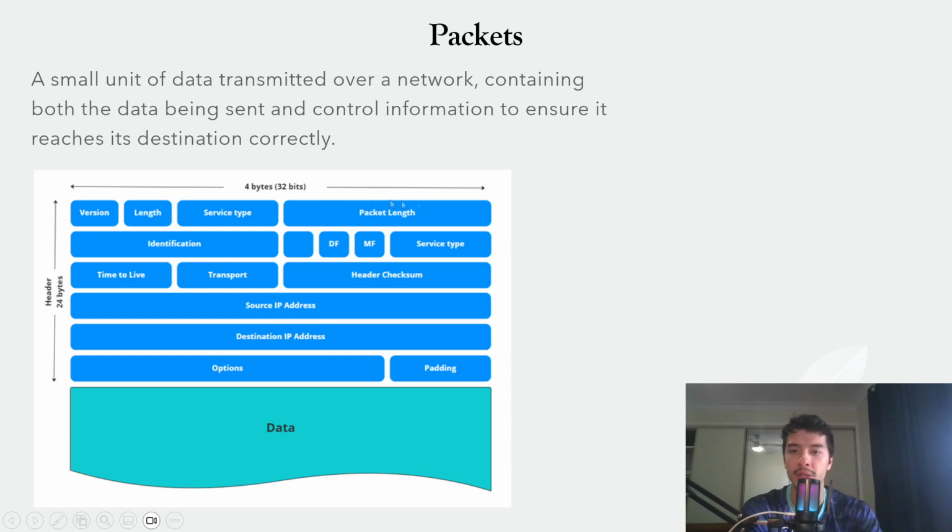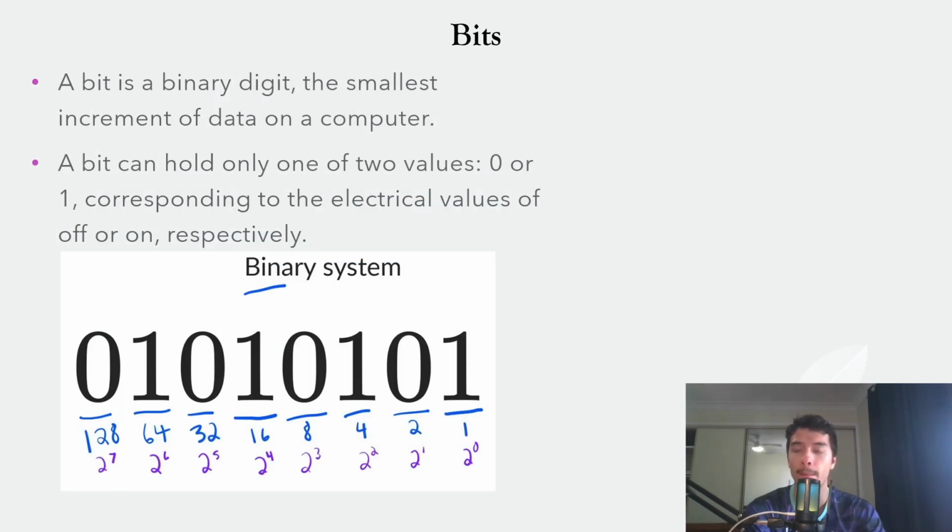Now, it's 4 bytes across and 32 bits across in information and 24 bytes vertical, okay? We'll go into that in a second, but that's essentially what a packet looks like in an IPv4 communication system, okay?